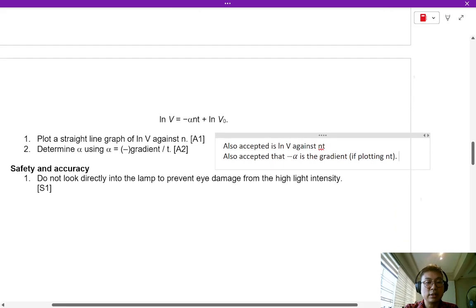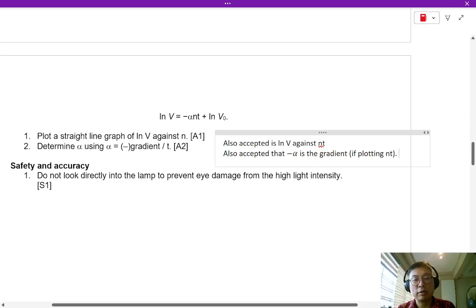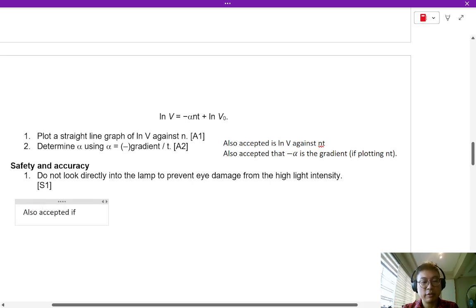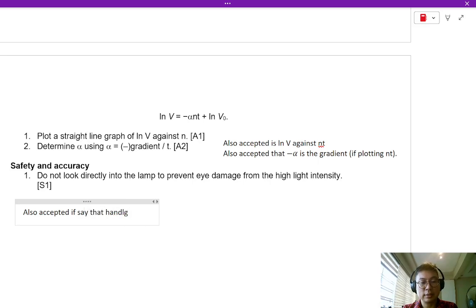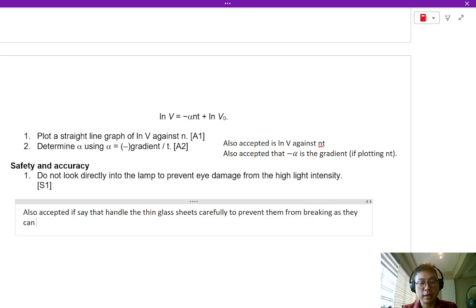Okay, now safety and accuracy. There's only one safety and accuracy mark for this segment, which is do not look directly into the lamp to prevent eye damage. Also accepted, if you say handle the thin glass sheets carefully to prevent breakage, as they are sharp and can cause injury if broken. Okay, so you can also say the thin glass sheets.